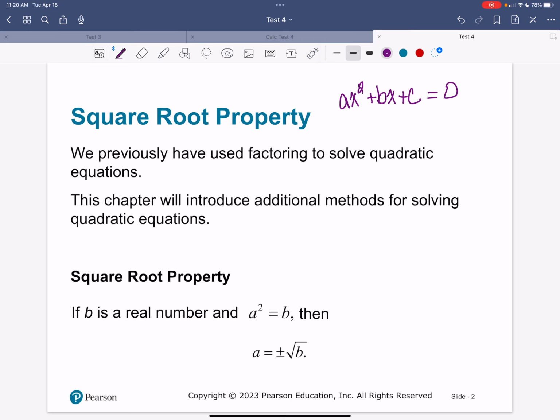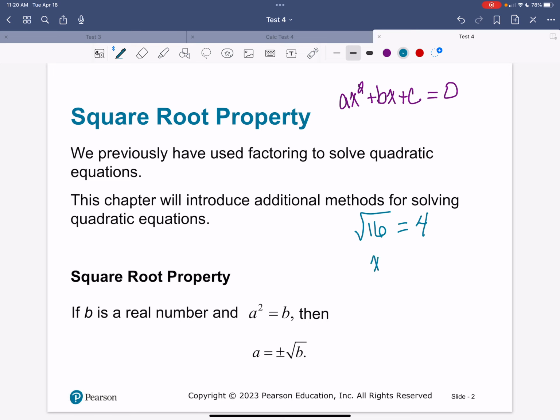We're going to talk about a couple of different ways to solve them today. The first way is using the square root property. Now I want you to think about the number 16. If I took the square root of 16, my answer is just 4. Whenever we see that square root symbol, it means that we are only talking about that positive value.